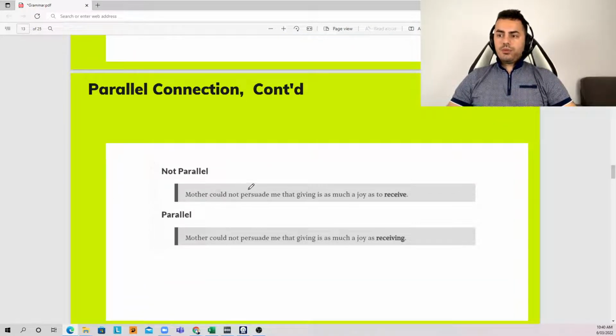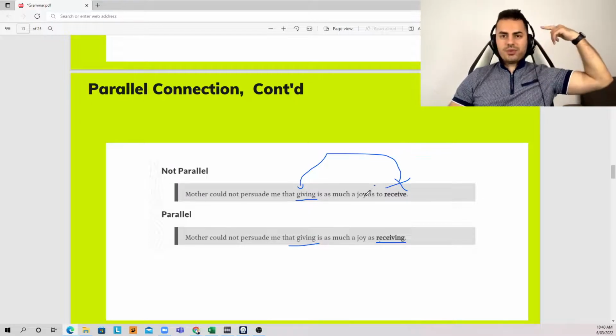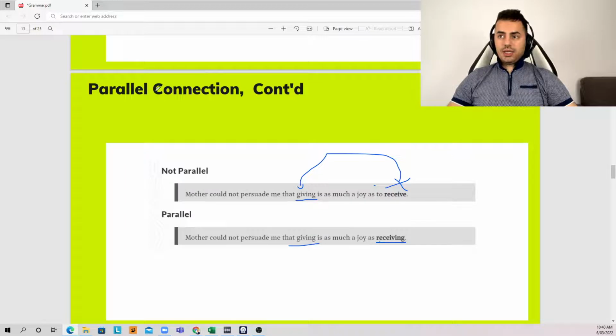"Mother could not persuade me that giving is as much a joy as to receive." Wrong. Here, "receive" must be in parallel with "giving." So the right answer would be "giving is as much a joy as receiving." Even though many of you could say "receive" because it is more friendly to the ear, that's wrong. You are breaching this rule again.